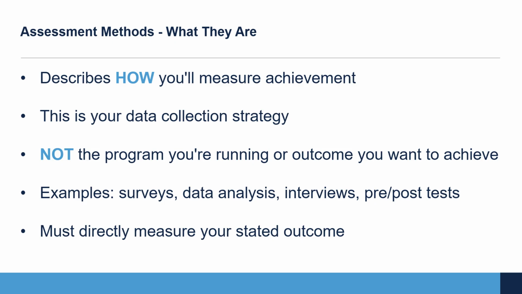Assessment methods describe how you'll measure the outcome's achievement. This is your data collection strategy. This is not the program you're running. That's the activity. This is not the outcome you want to achieve. That's your expected outcome from the previous section. Assessment methods are things like post-workshop satisfaction surveys, analysis of workshop attendance data, pre- and post-knowledge assessments, or focus group interviews with participants. These describe ways of gathering evidence.